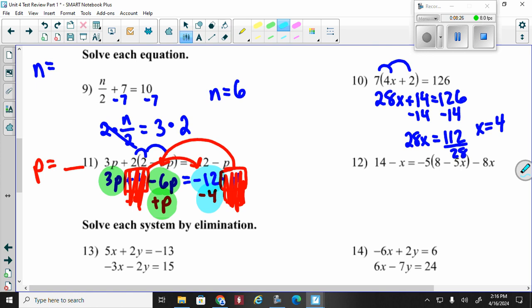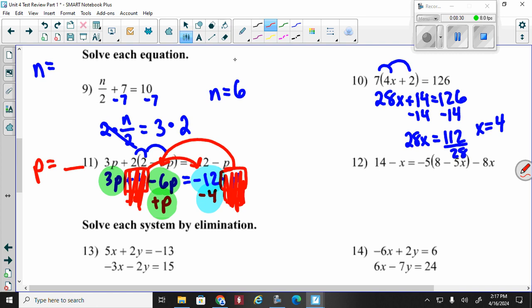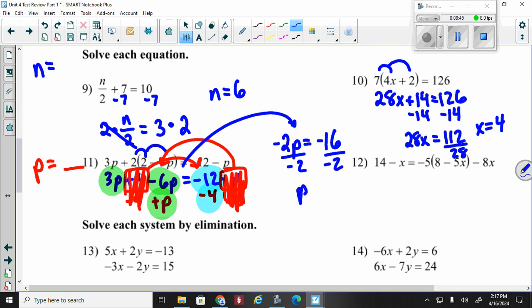All right, so when I add everything on the left-hand side, I'm going to have to write everything over here. Let's see, 3 minus 6 plus 1, I believe that's going to be negative 2p is equal to negative 12 minus 4, which would give me negative 16. So I divide by negative 2, and I get p is equal to positive 8 for question number 11.